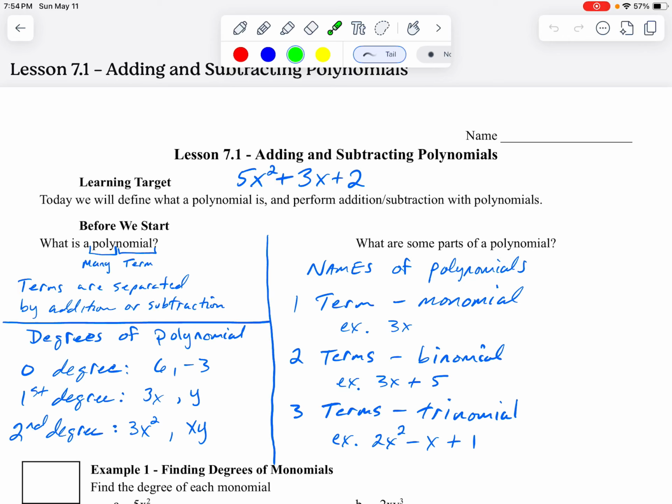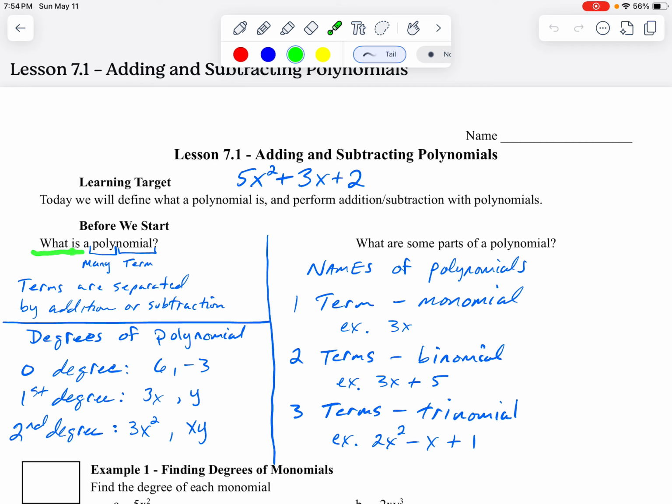This is our video for lesson 7.1, adding and subtracting polynomials. This lesson has a lot of vocabulary in it, and the first part of this focuses on that. So as you're learning this, please make sure you pay attention to that. Our first assignment with this is a quiz that is designed to help you focus on that vocabulary and learn that vocabulary.